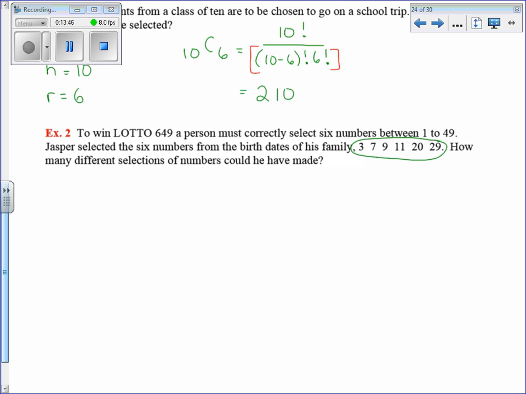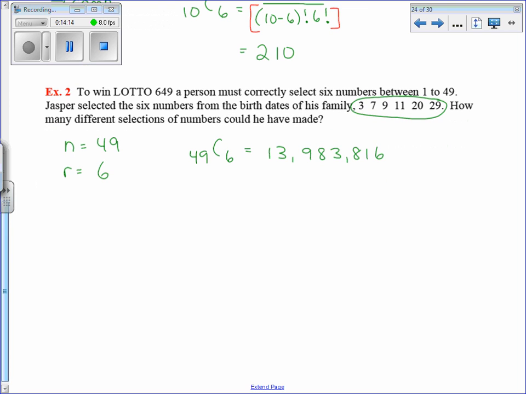So with Lotto 649, your N is 49 numbers, and you're choosing them in groups of 6. So you have 49 choose 6. So you know 49, math, probability, 3, 6, enter, and you get that there are just about 14 million combinations. So that means to win Lotto 649, you have a 1 in 14 million chance of winning. So you'd have to buy 14 million tickets to guarantee a win, which is huge.